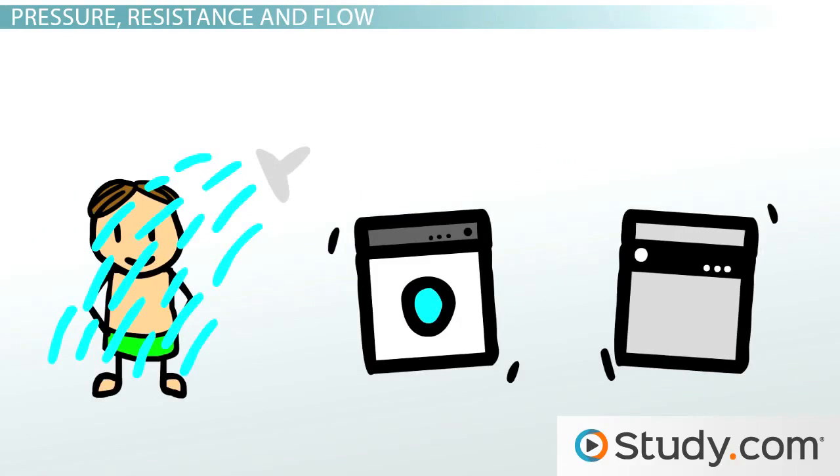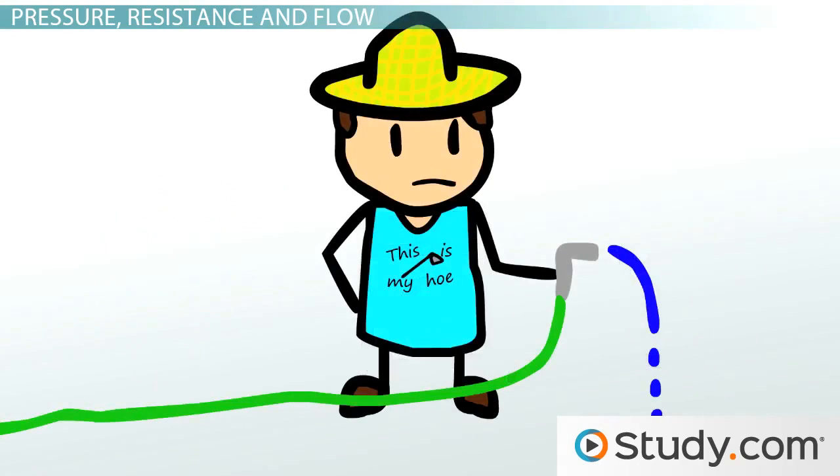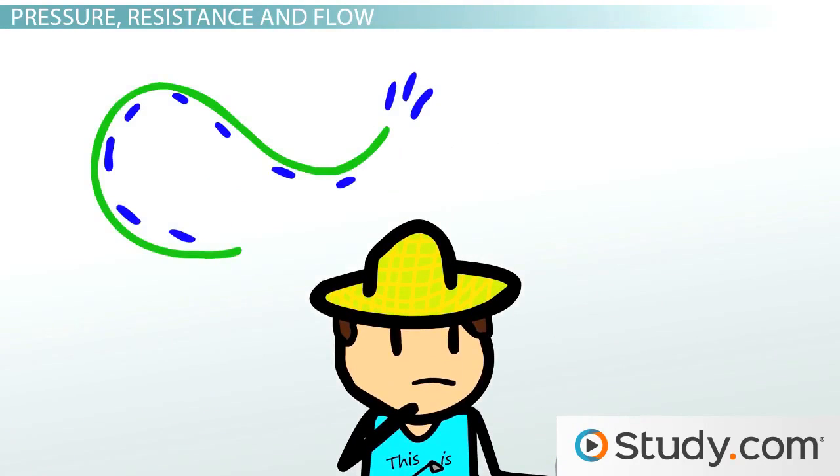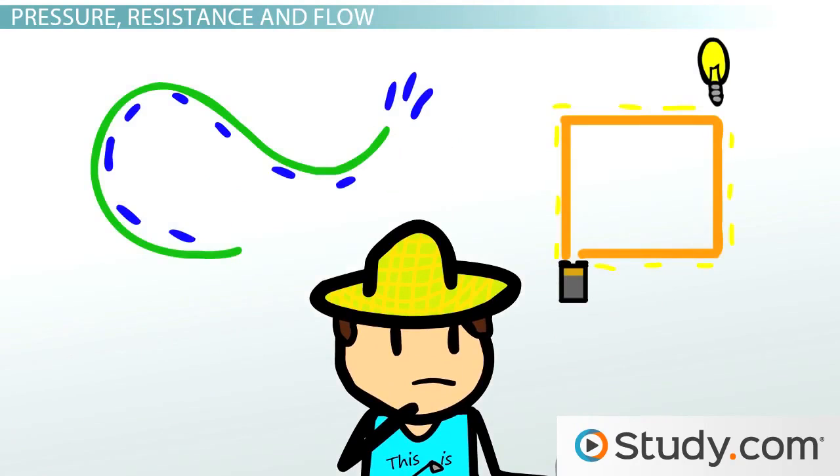Our water pump couldn't keep up with so much demand for water, and as a result, the water pressure to my garden hose had dropped, which reduced the water flow. This got me thinking about how similar water flowing through a hose is to electric current in a circuit.